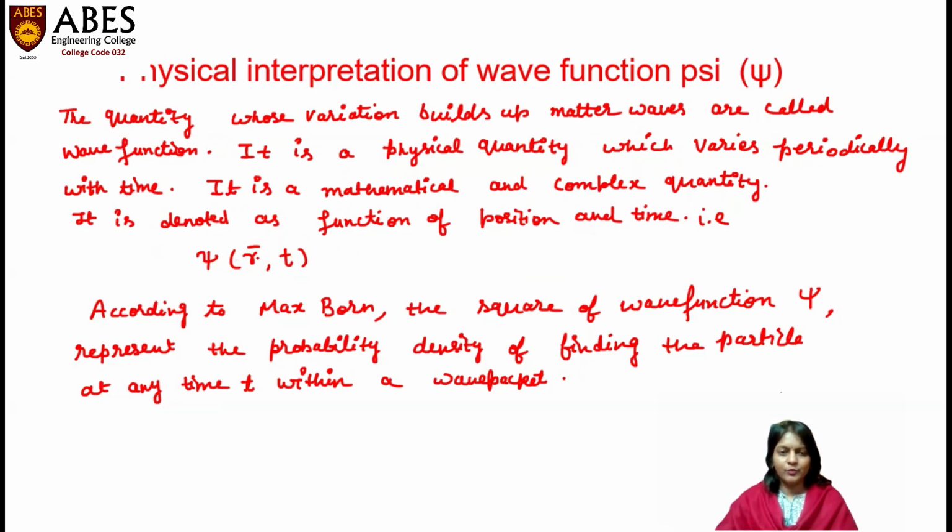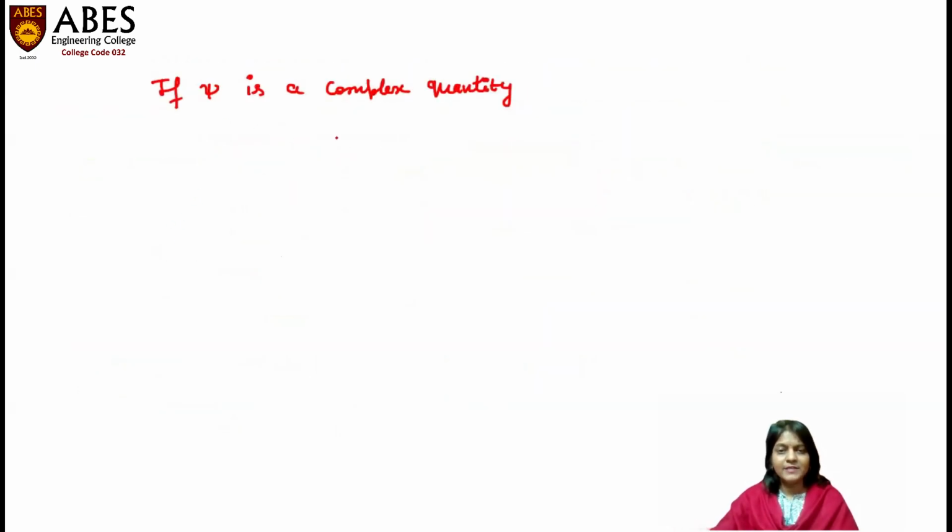In 3D, let the position of the particle be r at time t, then the wave function psi can be represented as psi(r, t). According to Max Born, psi itself has no physical significance, but the square of the wave function, psi square, represents the probability density of finding the particle at any time t within a wave packet. If psi is a complex quantity, then psi square will be psi star psi, with psi star its complex conjugate.